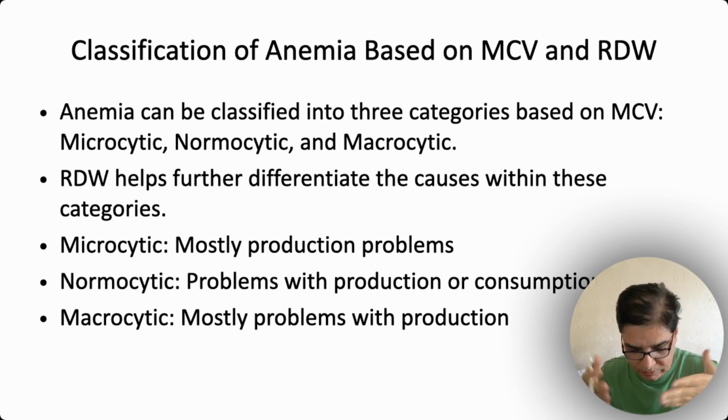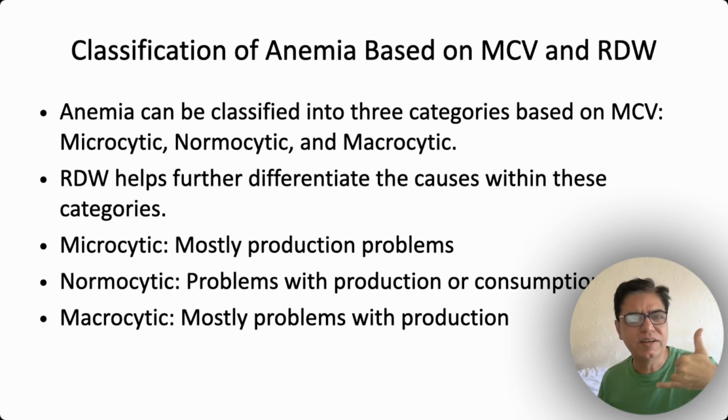Most of the microcytic anemias in general means there is a problem with production, because if your RBCs or hemoglobin is low, there are two problems. Either there's a problem with the production, or there's a problem with consumption, or sometimes there could be a combination of both. Production is also affected and consumption is also affected. So microcytic mostly tells you that there is a production problem. The factory is not working properly.